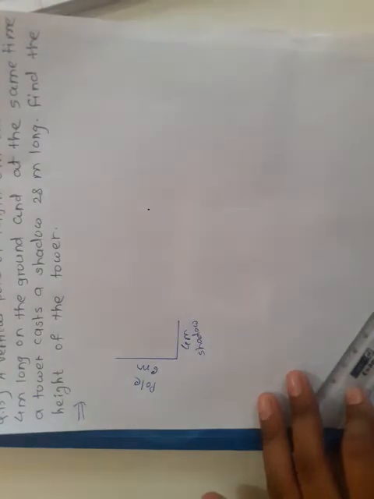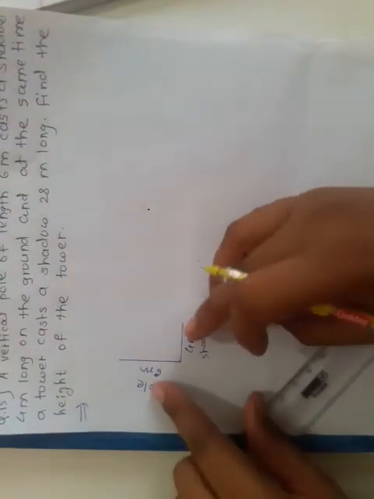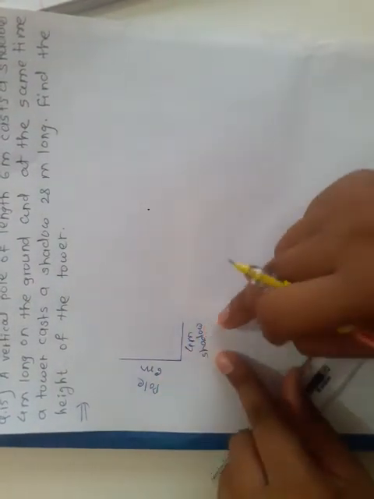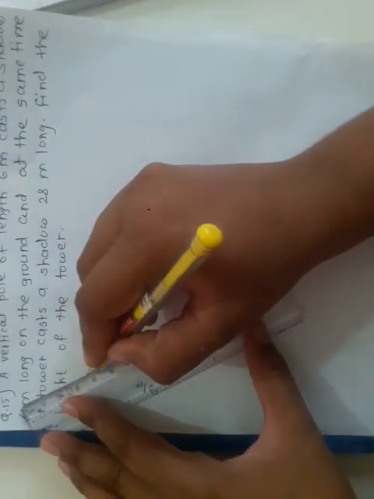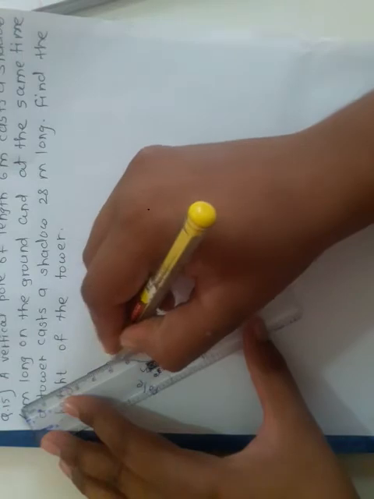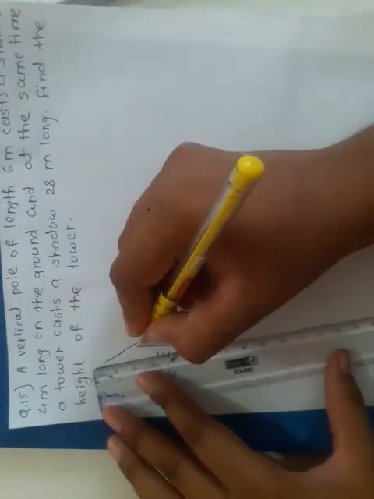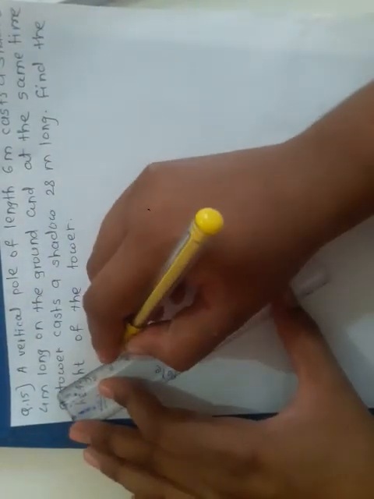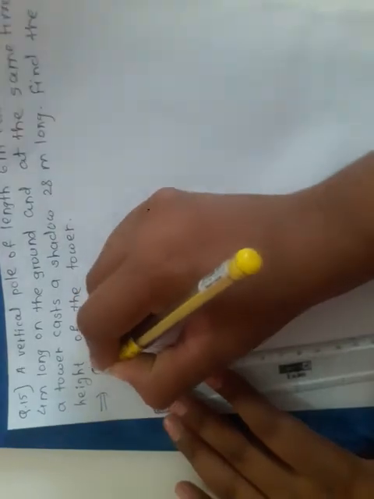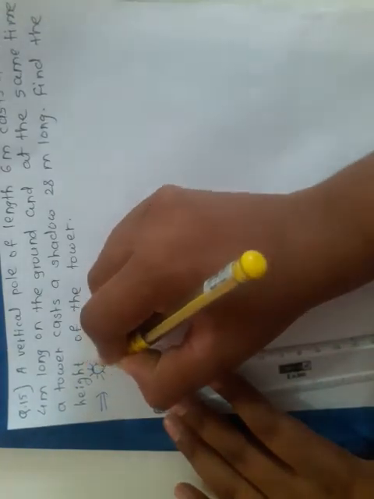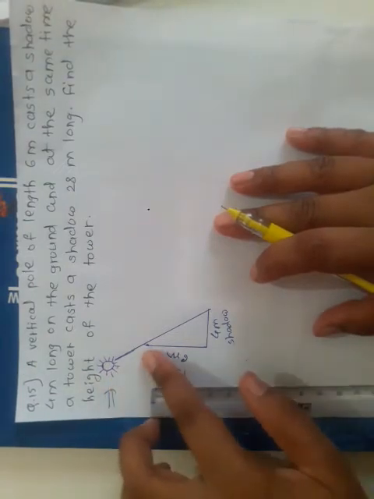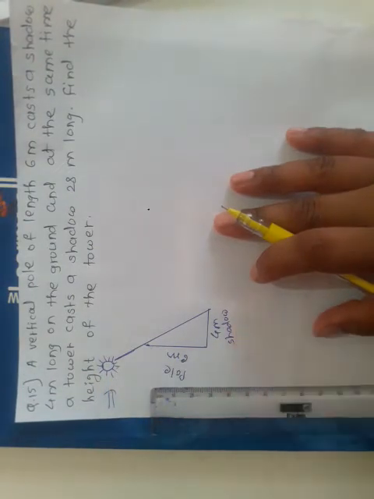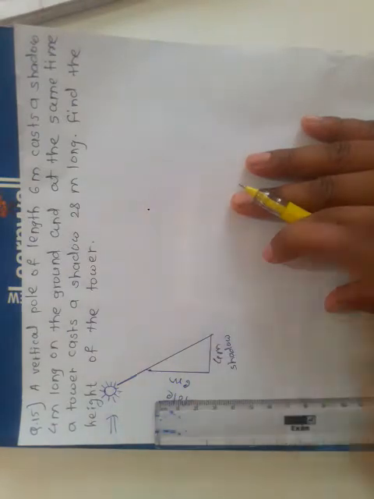when the sunlight is there. So in sunlight, this 6 meter long pole cast a shadow of 4 meter. So see, this is sunlight, this is a ray, this is our ray, and this is our sun. In the presence of this sun, this 6 meter long pole cast a shadow of 4 meter.